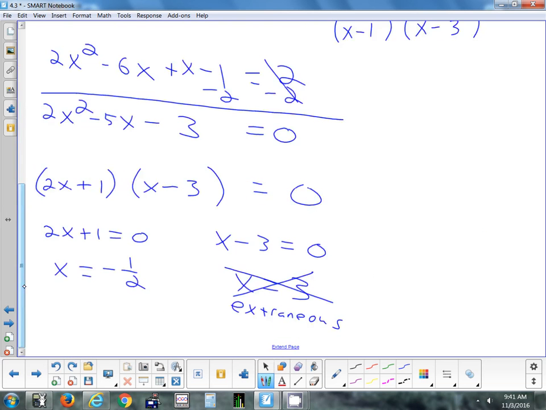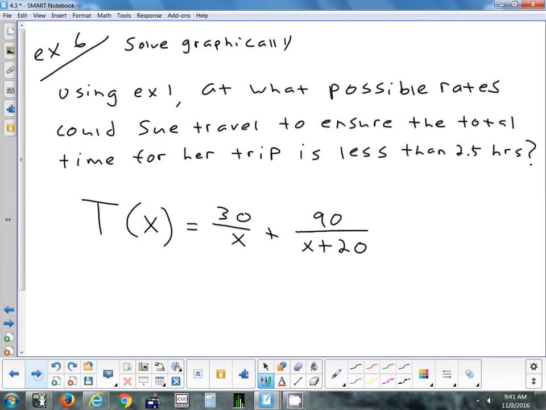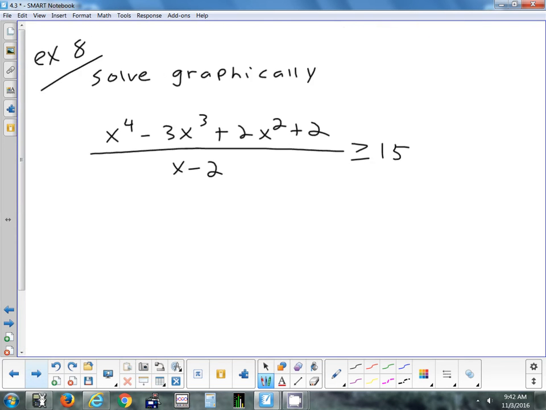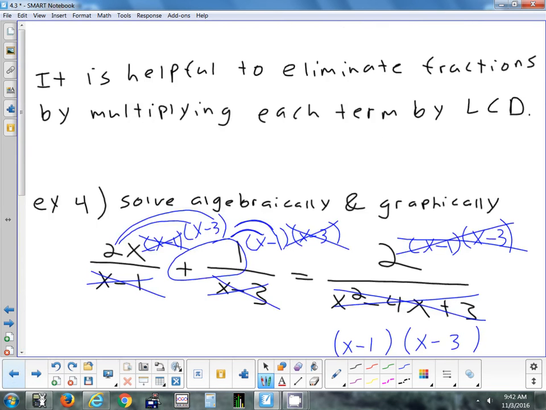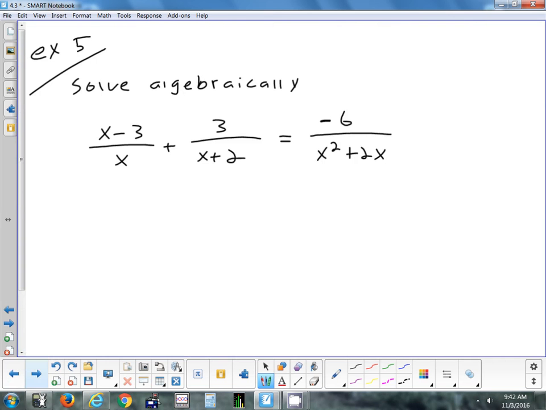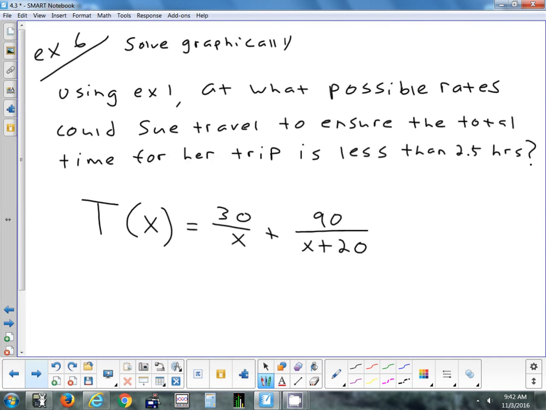All right, so there is one of these on the test. Exactly this type of problem. That's an algebraic and then graphing. I don't want to spend too much time on the graphing one. All right, let's try this one. Okay, since this is similar to what's on the test, I want to spend more time on this one.